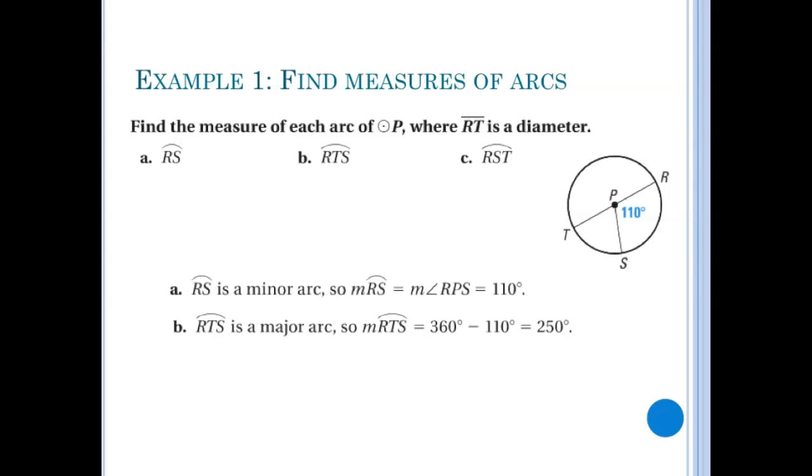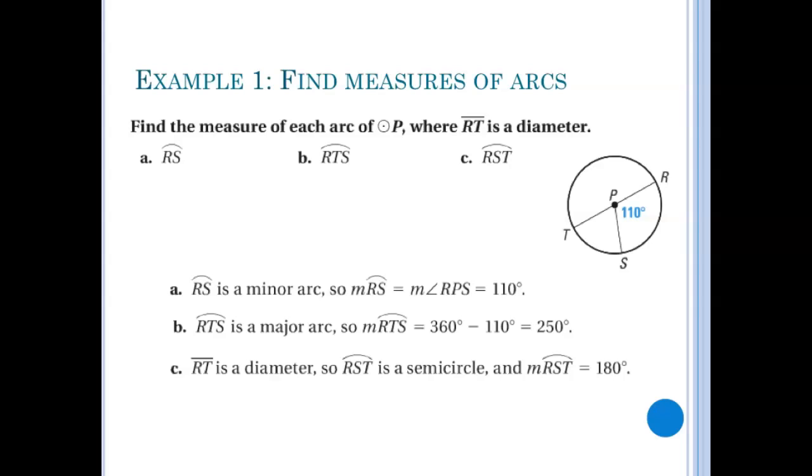All right, and C, RST. What's the measure of arc RST? Well, looking at this, we see here that RT is really just the diameter because it goes through the center of the circle P. That means that RST is a semicircle, which means that the measure of arc RST must be equal to 180 degrees.